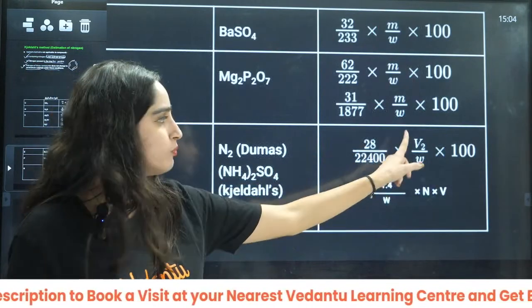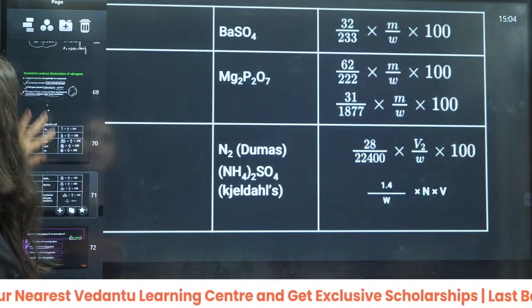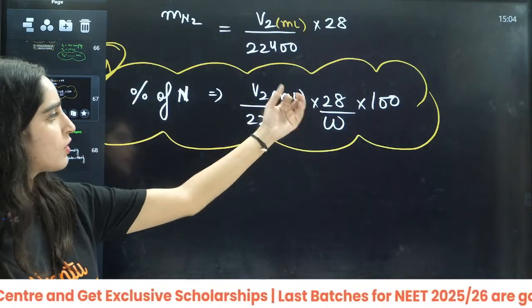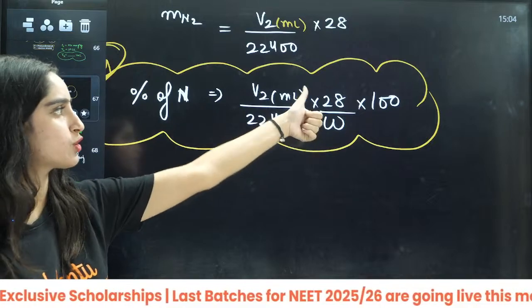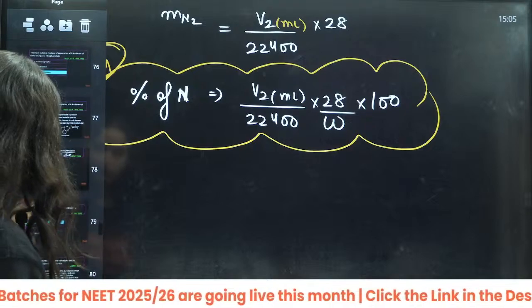(28) by volume, V2 by W into 100. Okay? This was the formula. We have also calculated the formula here, right? This is your V2, right? Or you can say V2 by 22400 28 by W into 100, right? Chalo, let us apply that formula here.